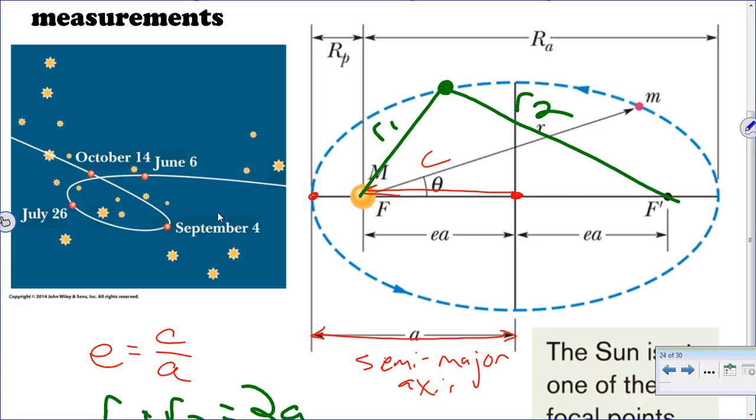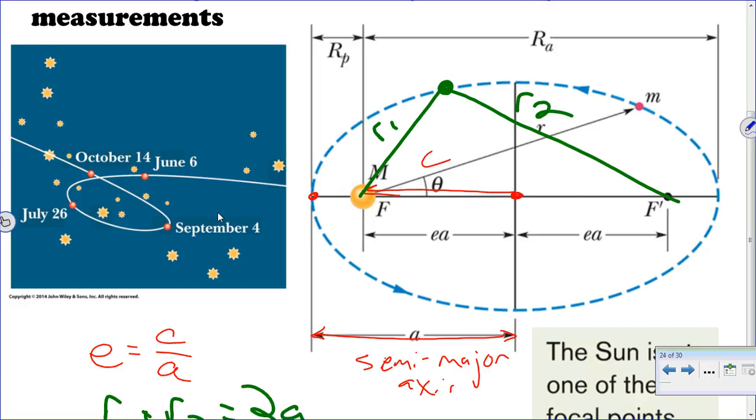I don't know. I always call them focal points. I think technically foci is the plural, and focus is the singular. I don't know. Funny. It's funny. I approve of that joke.